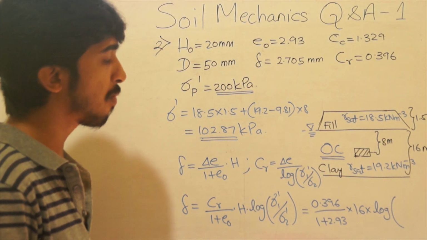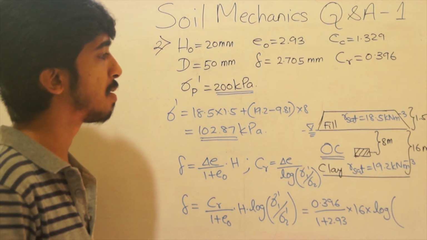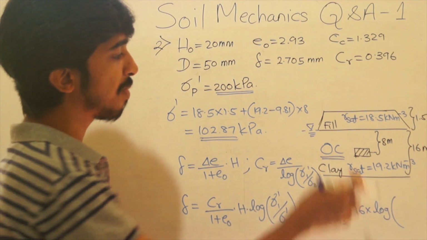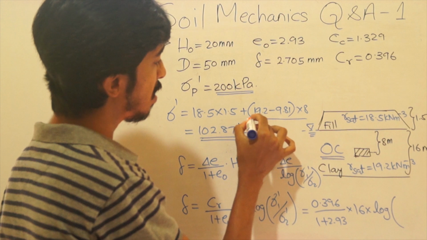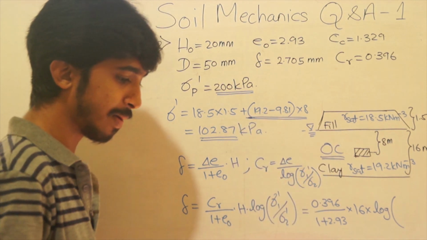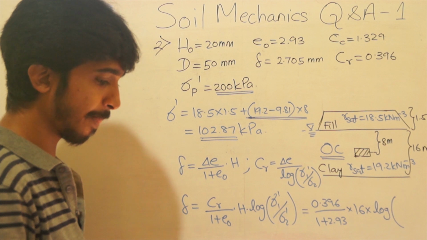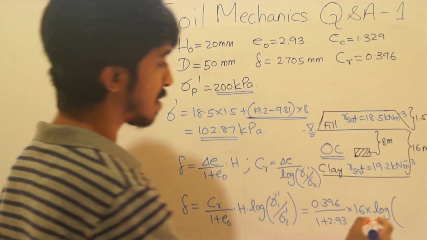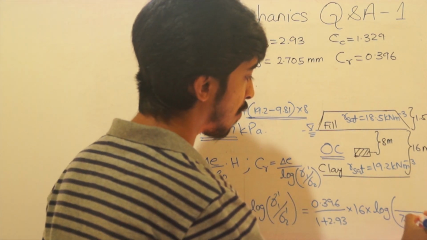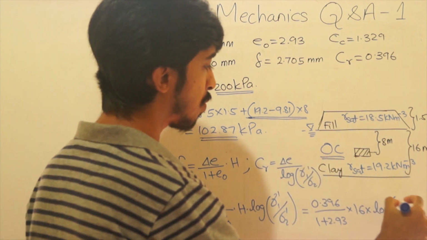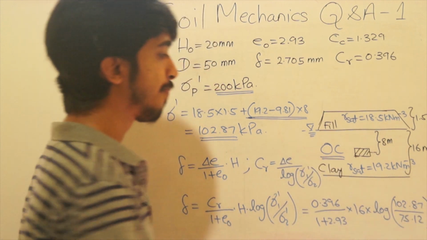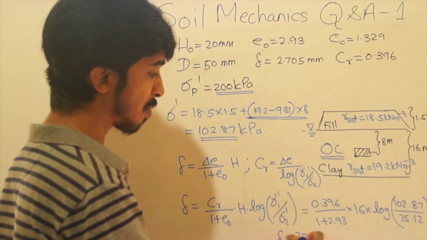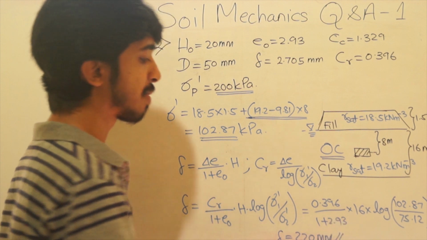What would be the initial stress before the fill? Before the fill, the stress would be only this portion. You have to calculate that part, which is a simple calculation. You will get it as 75.12, and the total load is 102.87. Solving this, we can get delta in millimeters. It is approximately 220 millimeters.